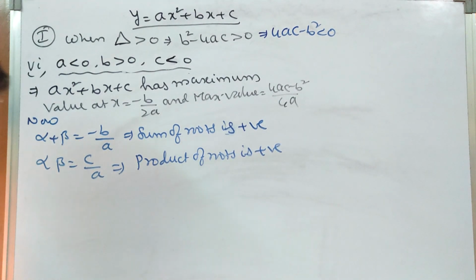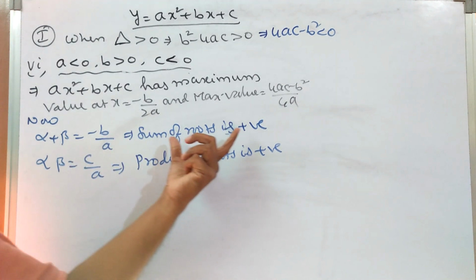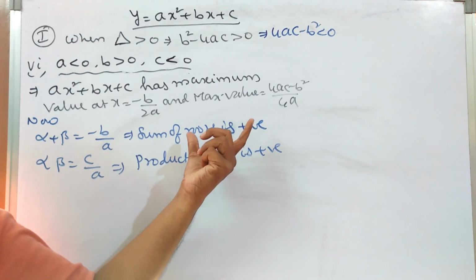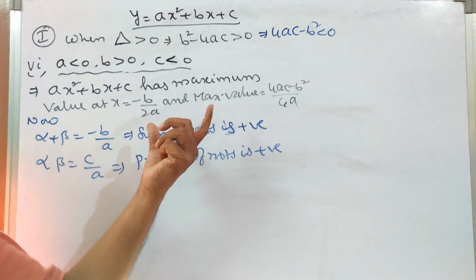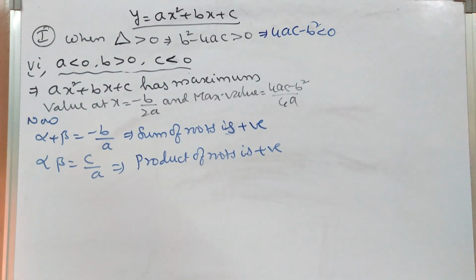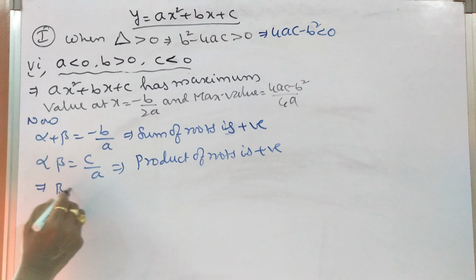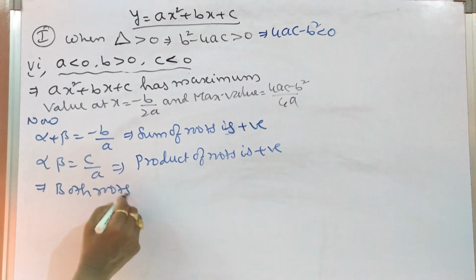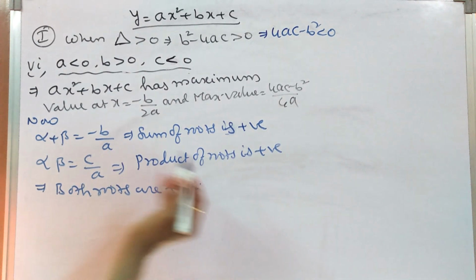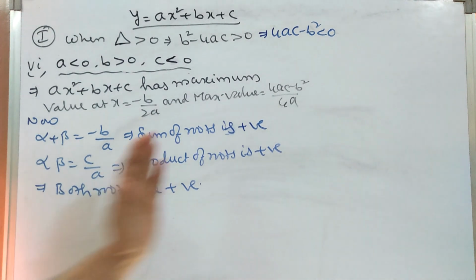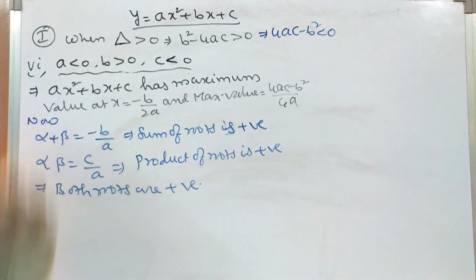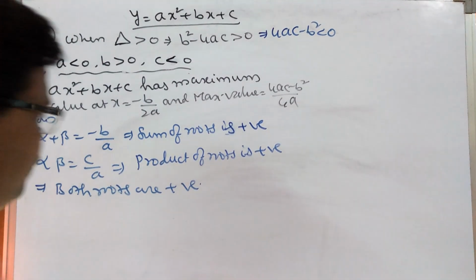I told you so many times, the product of roots is positive means both roots have the same sign. And the sum of the roots is also positive. Sum of the roots is positive means both must be positive or both must be negative. Both must be positive. That means both roots are positive, so the curve intersects the positive x-axis at 2 points.